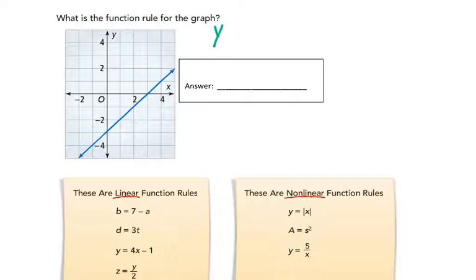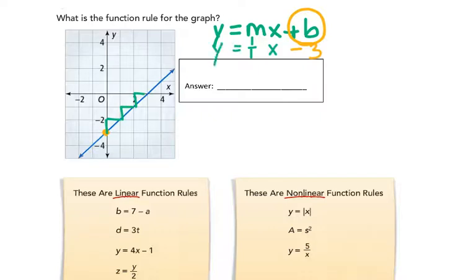So I'm going to start with my equation y equals mx plus b. My y-intercept is right there, so it's negative 3. And my slope, I'm going up 1 over 1, up 1 over 1, up 1 over 1. So it's 1 over 1. So my equation then, if I simplify it, 1 over 1 is 1, and I don't need a 1 in front of the x. So it's y equals x minus 3.